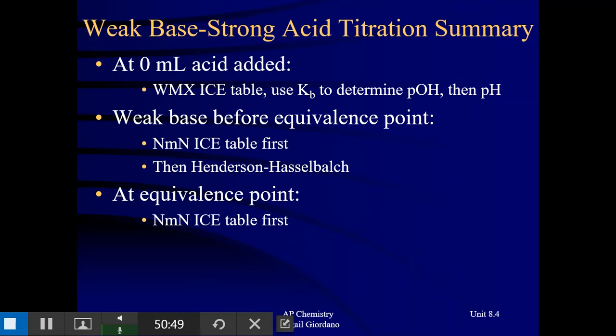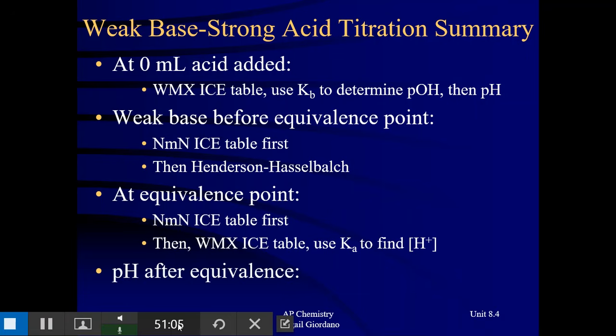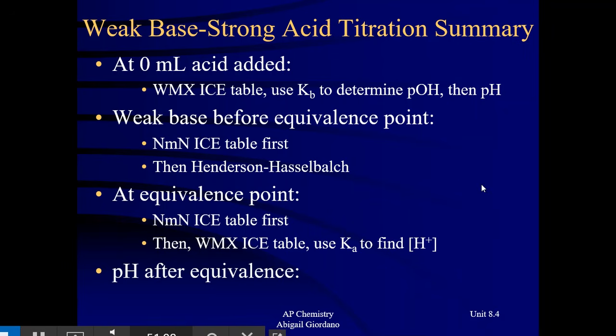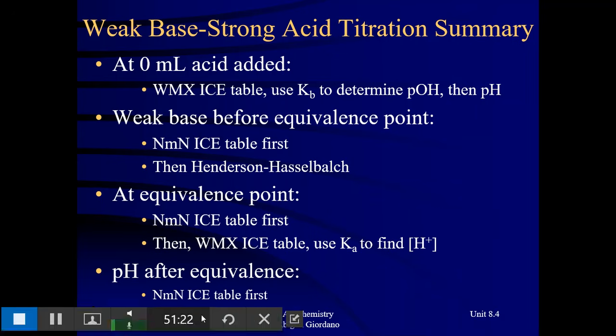At the equivalence point, we did a Newman ice table, and then we did a second ice table, but this time it was a Womack's. We used Ka to find the H+ concentration and thus led to the pH. And then beyond the equivalence point, we did a Newman ice table first, and we had leftover strong acid, and we used that to find the pH directly.